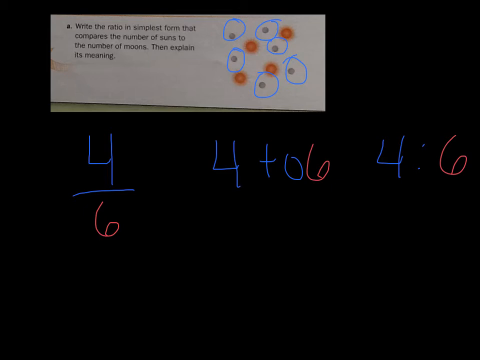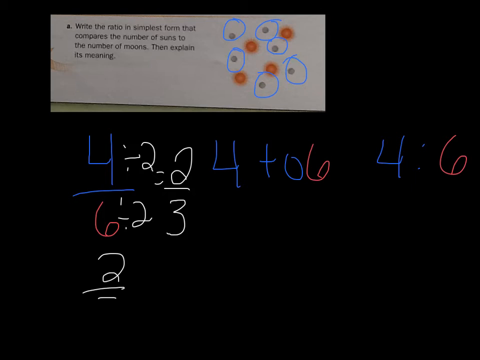Now it also said to write it in simplest form. Well, that's the same as when we simplify fractions. So what can go into 4 and 6? Well, I can divide both 4 and 6 by 2, leaving me with 2/3. So my ratio in simplest form would be 2/3, 2 to 3, or 2, the dots, and 3. Remember, it's whatever way you would like to do.